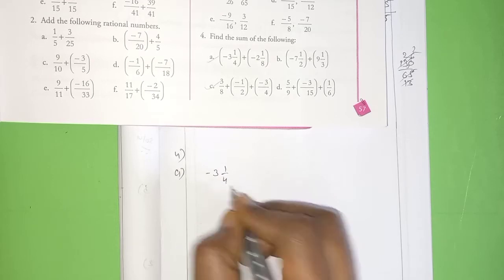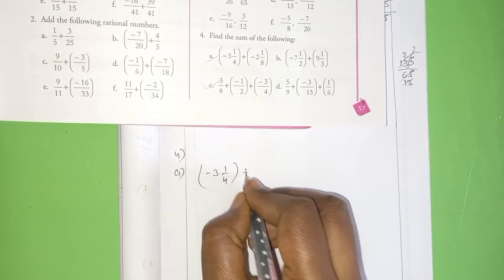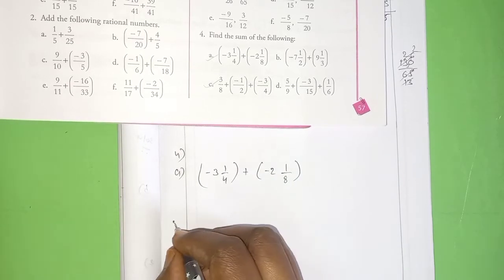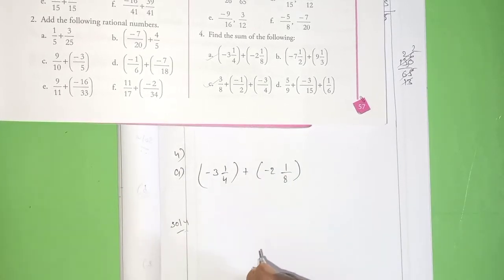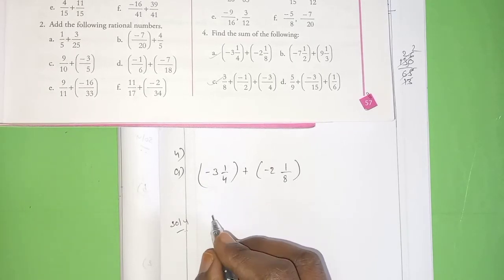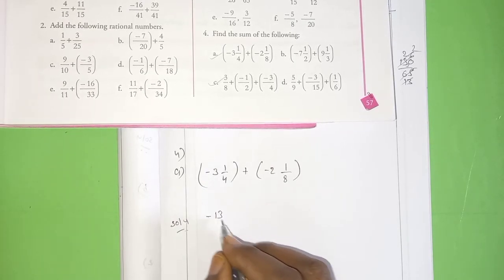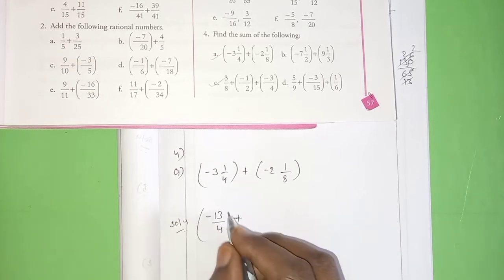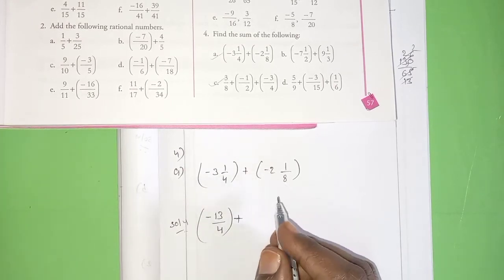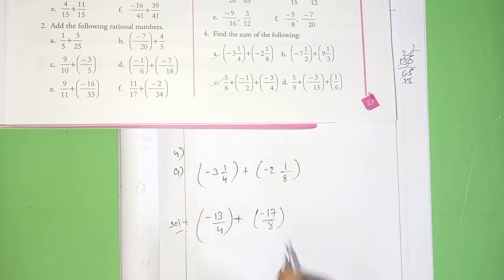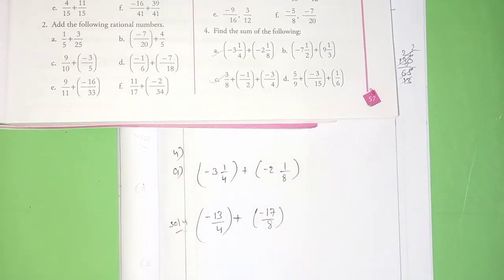Minus 3 1 by 4 plus minus 2 1 by 8. They have given the form of a mixed fraction. 4 threes are 12, 12 plus 1, 13. So the first number is 13 by 4 plus minus 2 1 by 8. 8 twos are 16, 16 plus 1, 17. So 17 by 8. The denominators are 4 and 8. What's the LCM? 8.